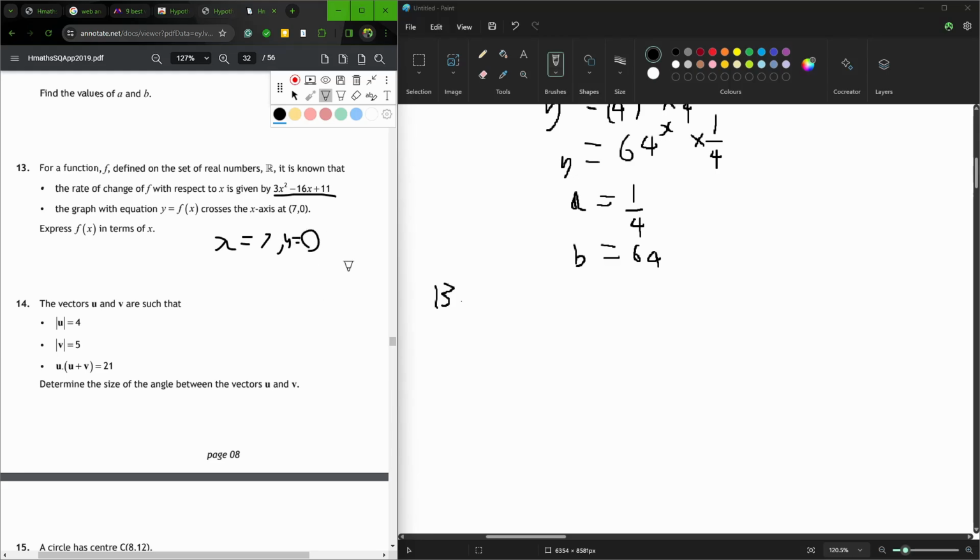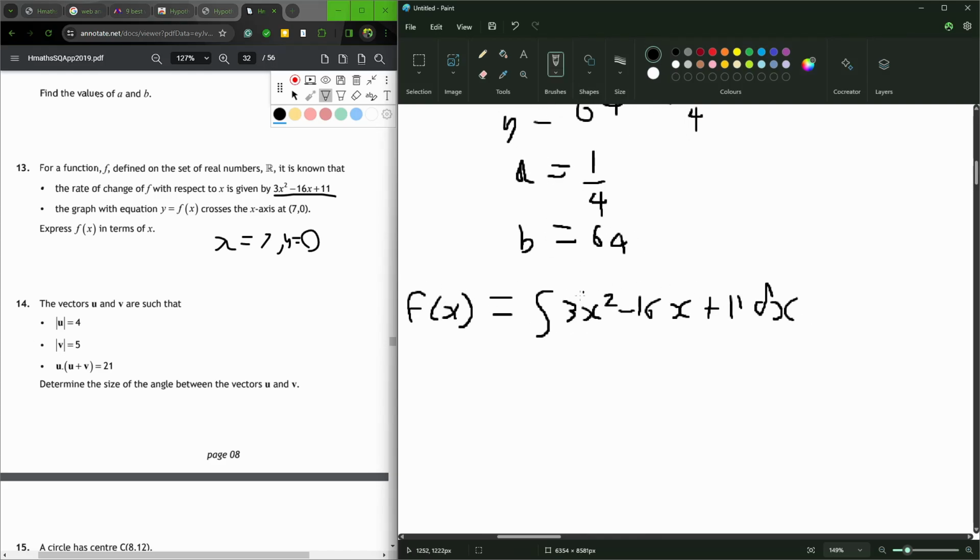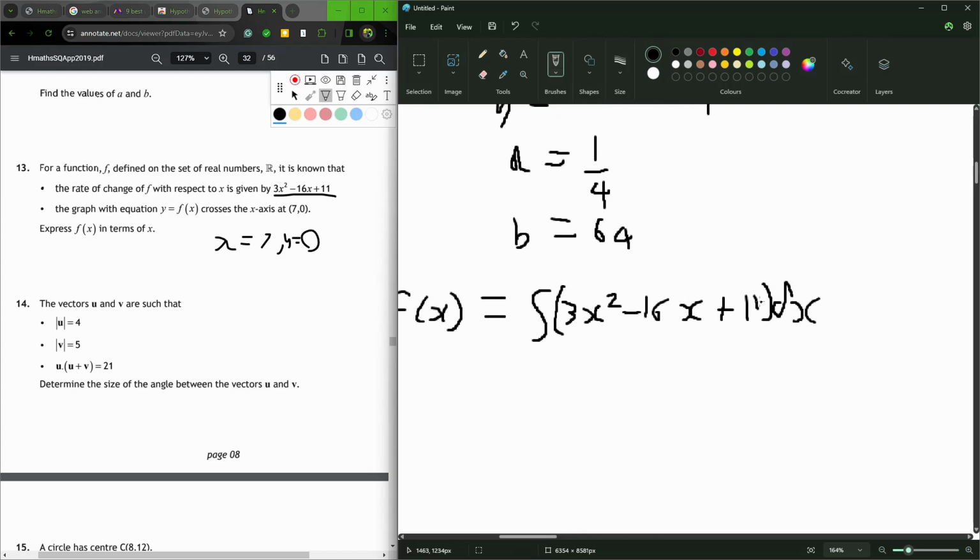How are we going to do this? Well, remember, differentiating is the opposite of integrating. So if we integrate this derivative, we can get back to the original function. So I'm just going to say that f(x) equals the integral of x squared minus 16x plus 11. And remember, dx, always write the dx. Maybe you lose a mark if you don't, but still, always write it.